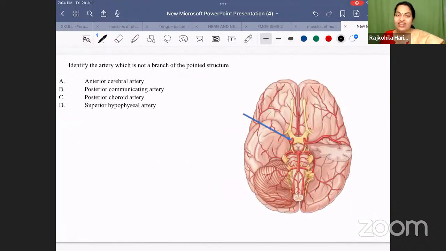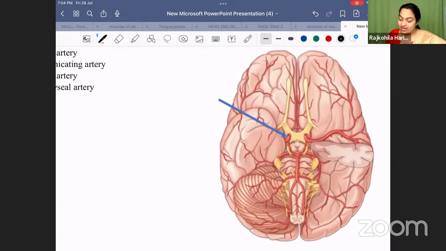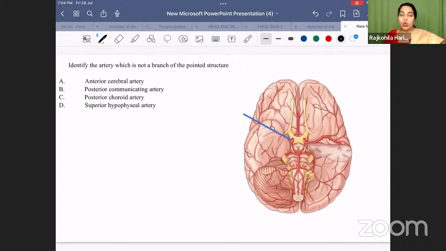Now, identify the artery which is not a branch of the pointed structure. So what is the artery that is shown here? Yes, it's easy, right? That's the internal carotid artery. It lies in the cavernous sinus, it pierces the roof, and then it gives rise to branches, right? So it gives rise to the superior hypophyseal artery. Yes, the next branch will be the ophthalmic artery, right?